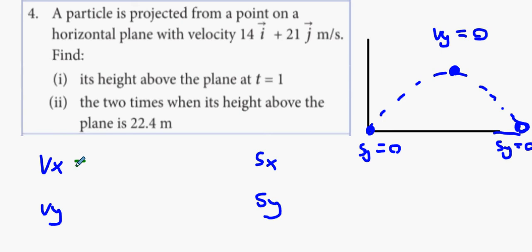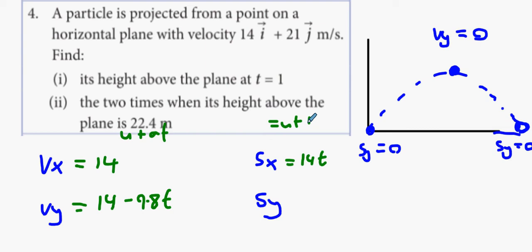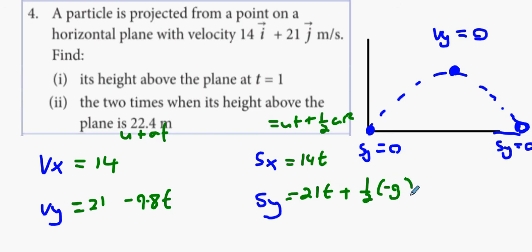So, Px is 14. Everybody cool with that? Py, anybody? 14. u plus at, so it's going to be minus 9.8t. Minus gravity times time, which is decelerating. Sx will be 14 multiplied by t, because it's ut plus a half at squared. Sy is also, whoa, sorry, I made a mistake there. It's 21, isn't it? Sorry, my fault. Next one, 21t plus a half minus gravity times time squared, but we know a half minus 9.8 is minus 4.9, okay? Did everybody get that far?